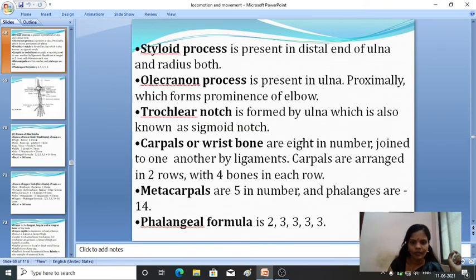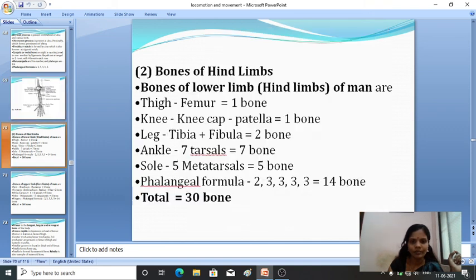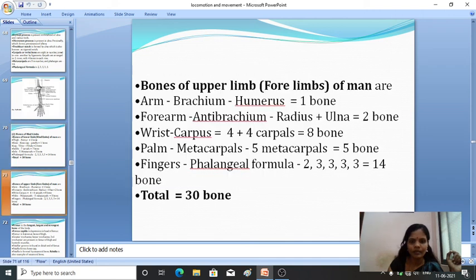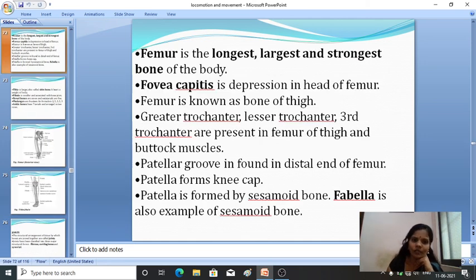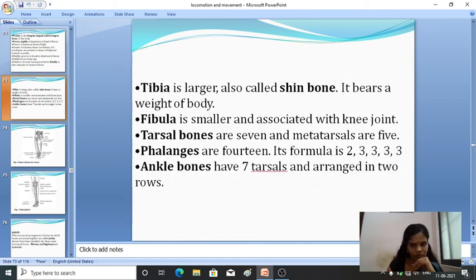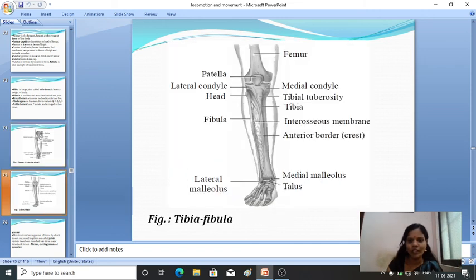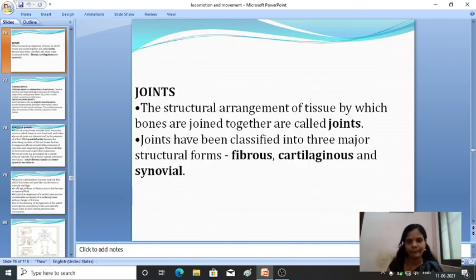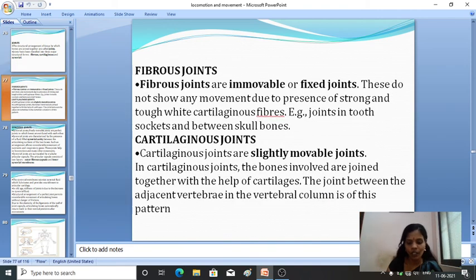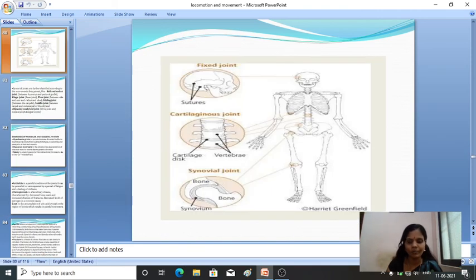These are the different processes. These are the different bones, list of bones. Bones of the upper limb or the forelimb in man. Then femur is the longest bone. Types of bones. This is a femur, structure of femur. Then tibia and fibula. Then comes joints. Hope this part is clear to you.